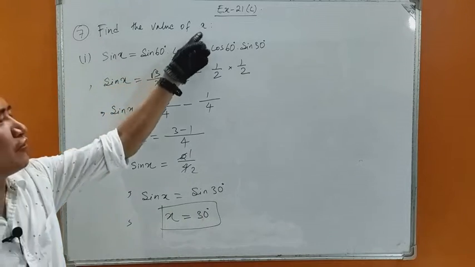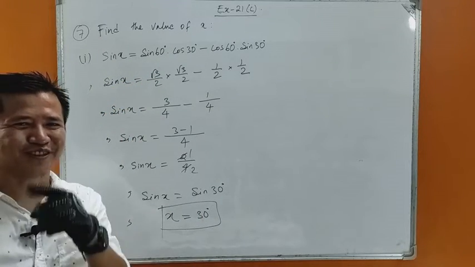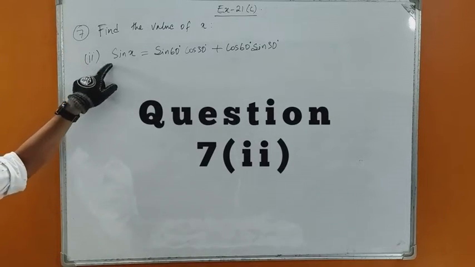We are asked to find the value of x, and the value of x is 30 degrees. I hope you got this. Question number 2 of 7. Find the value of x.